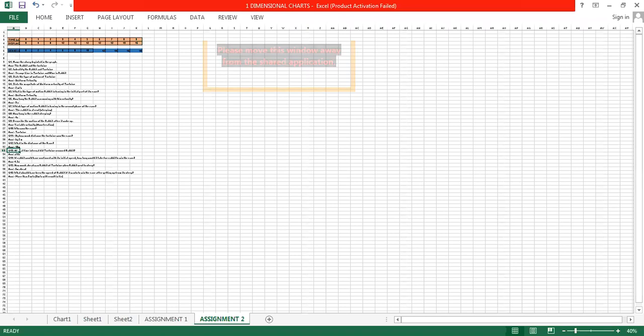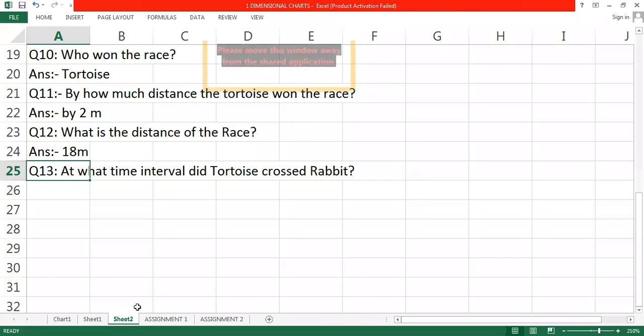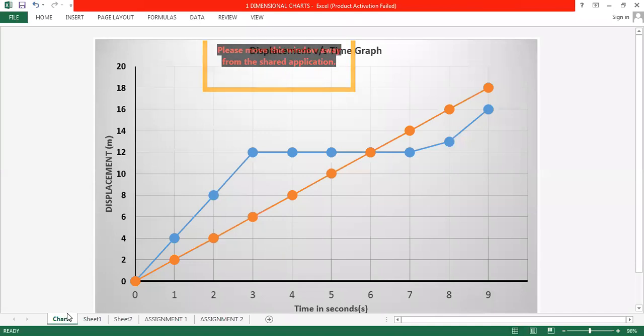Then the next question. Again, a very interesting question. At what time interval did the tortoise cross the rabbit? At what time interval did the tortoise cross the rabbit? Check it and say. At what time interval did the tortoise cross the rabbit? Check it now.